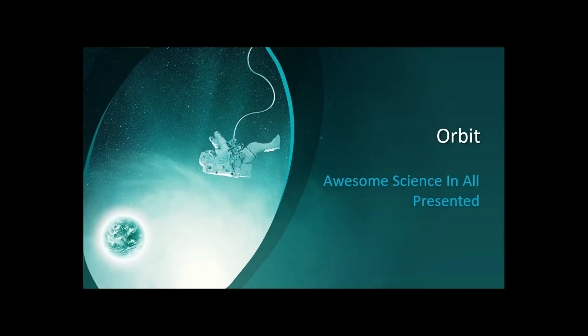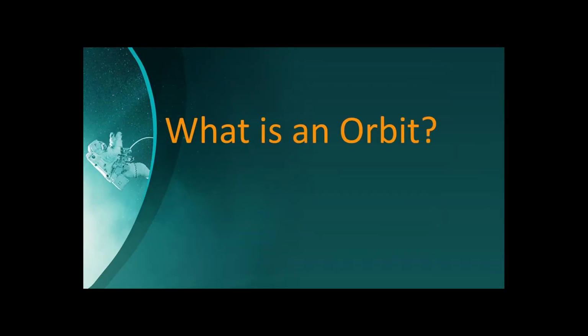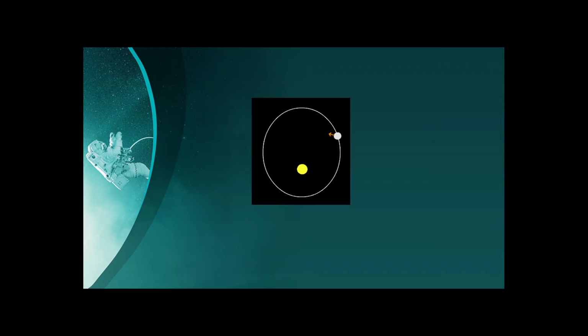Today we are going to talk about orbits. We are going to start from the definition of an orbit. So what's an orbit? In this diagram we are seeing that an object is rotating around another object.